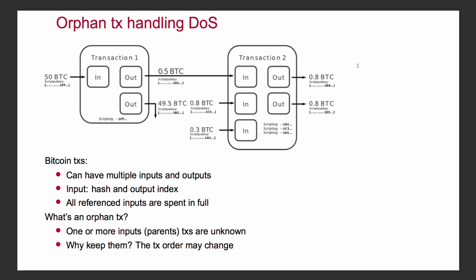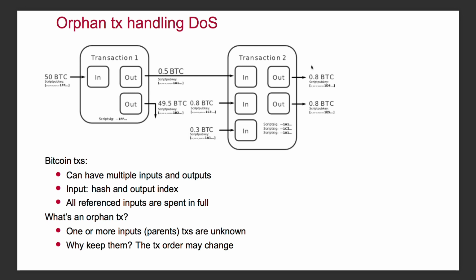I'll just breeze through this since I'm running out of time. Orphan transaction handling: there was an interesting DoS vector in Bitcoin which involved it. If we recall what Bitcoin transactions look like, they have multiple inputs and multiple outputs. Inputs are hashes of previous transactions and indices of outputs in these transactions that we're spending, and outputs are new coins that we are creating.